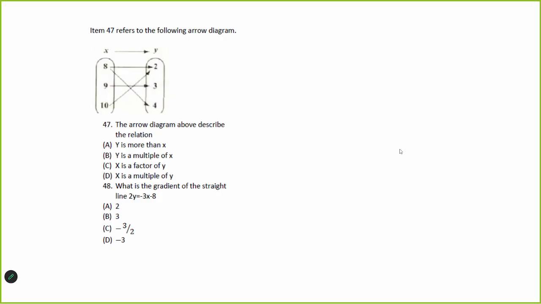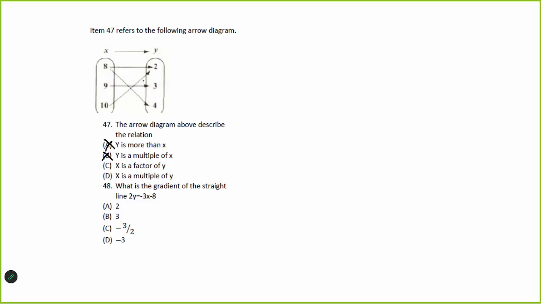Alright, so let's look at number 47. Item 47 refers to the following diagram. The diagram, right, this one was a repeated question. Y is more than x. Y is not more than x, so no. Y is a multiple of x. So if we look at multiples of x, when we multiply these values by integers, we have to get these values. That is not the case.